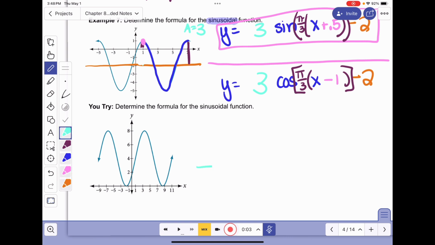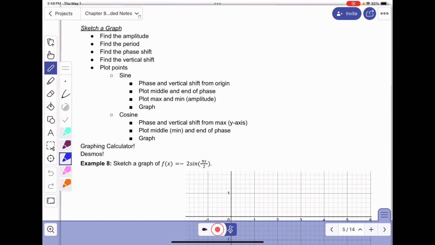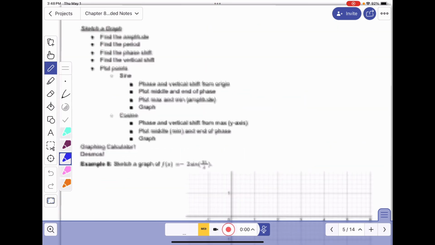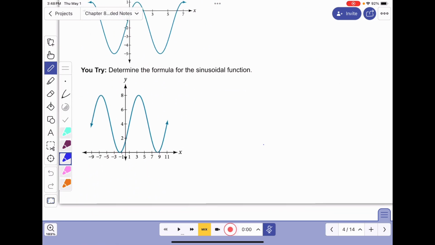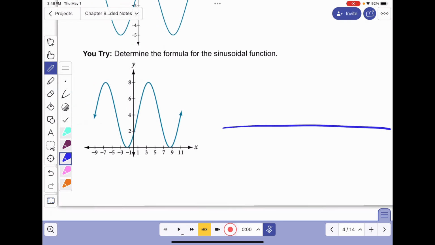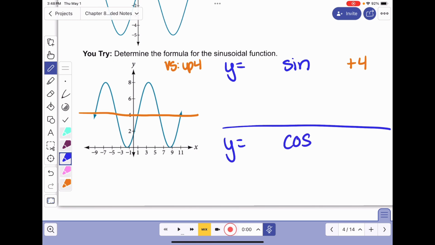All right, I'm going to do the same thing. I'm going to do sine and then cosine. So, sine. First, I find the middle. So, my vertical shift, or my midline, is up 4. So, I'm going to add 4 to the end. It does not matter which one I do. The amplitude is from that midline up. So, the amplitude is 4. That doesn't matter which one.